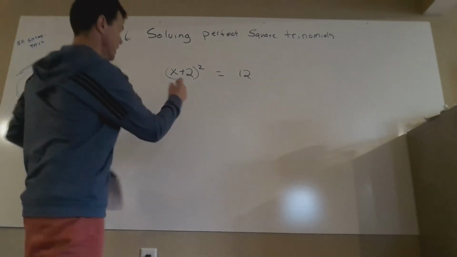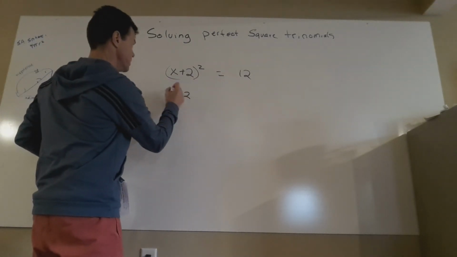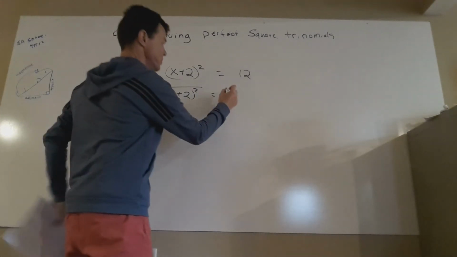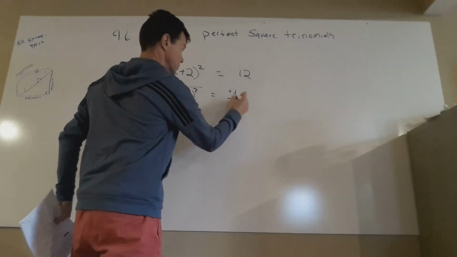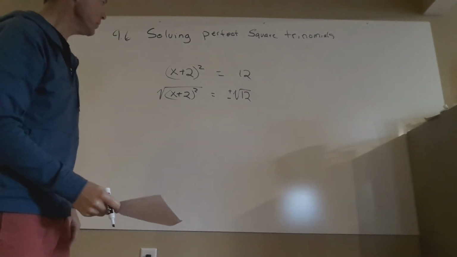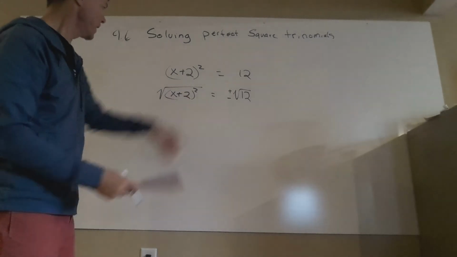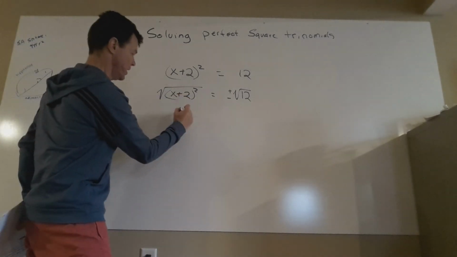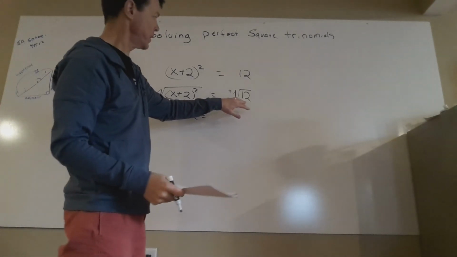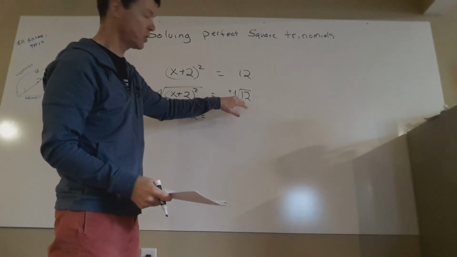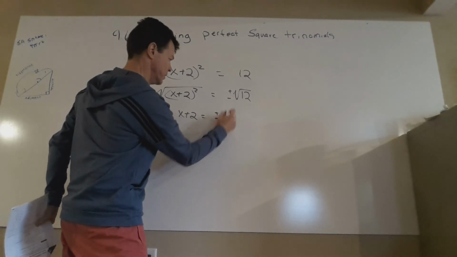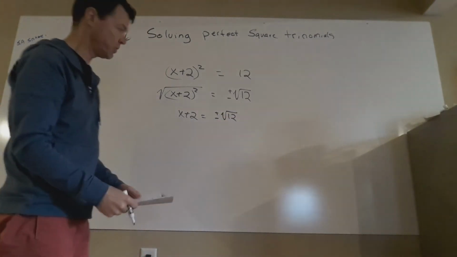Take the square root of this left side, x plus 2 squared. Take the square root of that. And then let's take the square root of 12. All right, simplify all of this. This is just going to be x plus 2. And the square root of 12 is not going to come out nicely because 12 is not a perfect square. So x plus 2 is going to equal a positive or negative square root of 12. Just leave it as square root of 12 on your assignment.